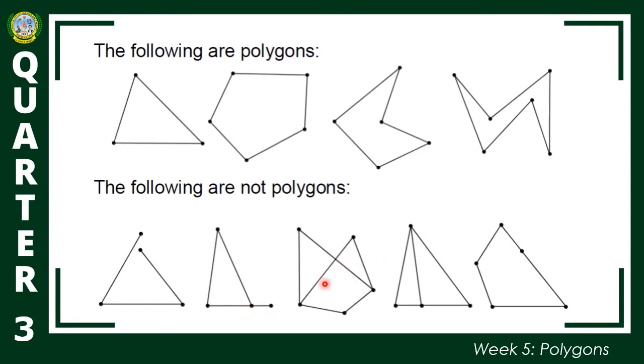And then in the third figure, two segments are crossing each other. And in the fourth figure, we have three segments coming from this point. And in the fifth figure, there are two segments that form a larger or a longer segment which makes them collinear. Okay? So take note again that polygons are composed of three or more line segments joining at their endpoints, and they are not collinear and they do not cross each other.